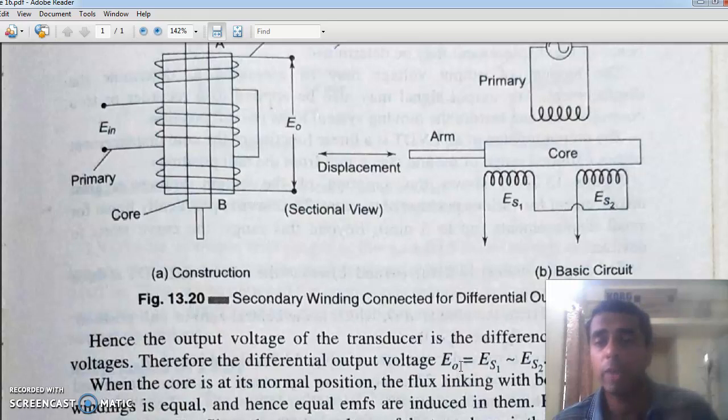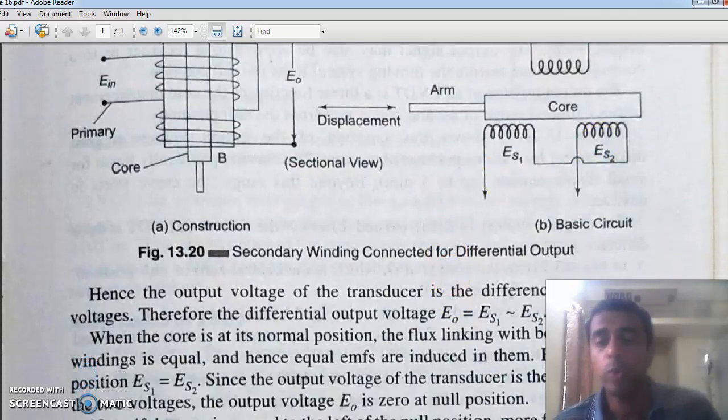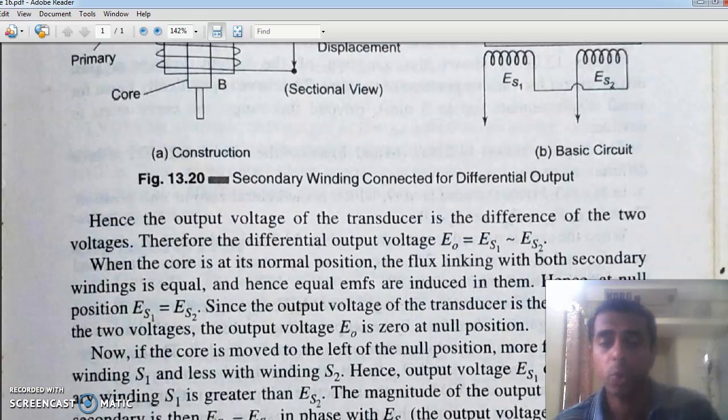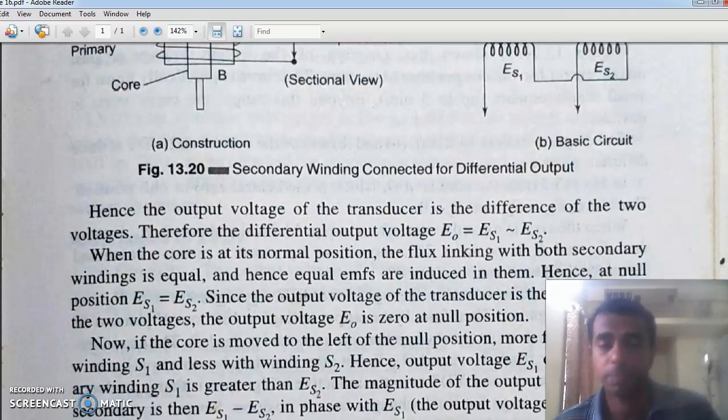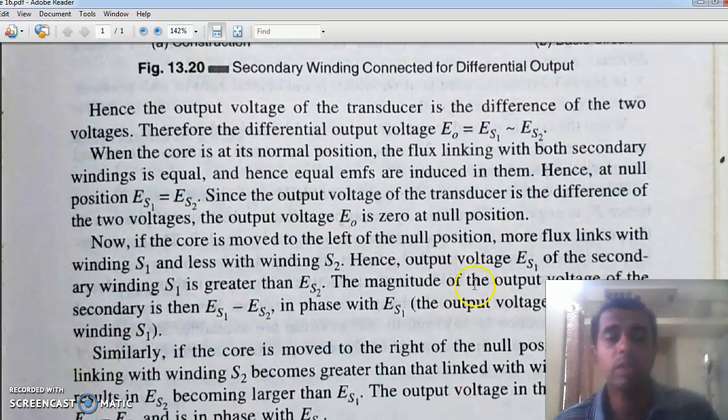When the core is exactly at the center, the flux linkages of S1 and S2 are the same. So in that case, the output voltage is zero. That position of the core is called the null position or the normal position, where ES1 is equal to ES2. So E0 is equal to zero at the null position.